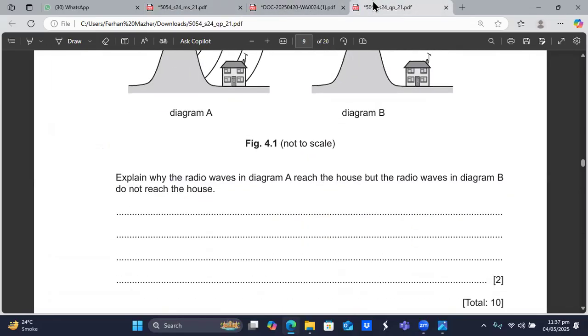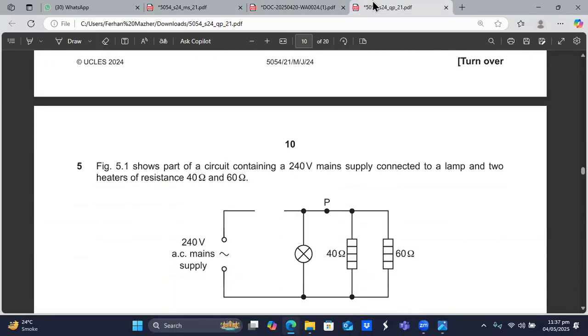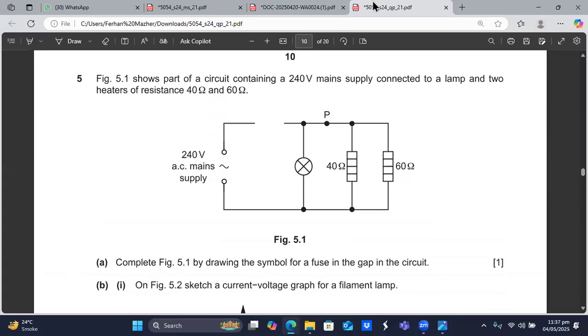Okay, so we are moving to the next question. The next question coming up on your screen is question number 5. It says figure 5.1 shows part of a circuit containing a 240-volt mains supply connected to a lamp and two heaters of resistances 40 ohm and 60 ohm. The mains supply, alternating current, is being provided here. We have a lamp here. We have two heaters here.